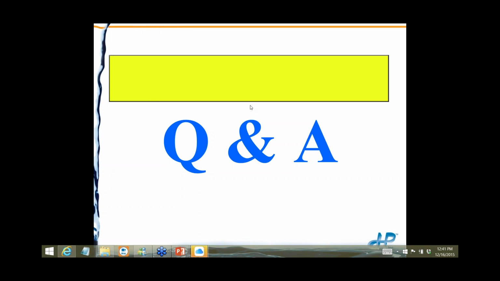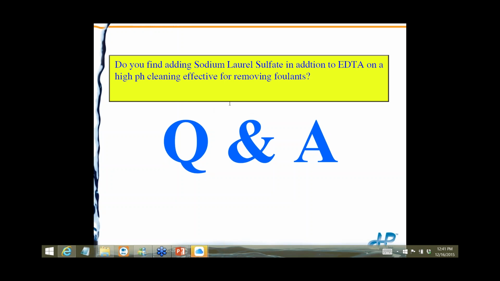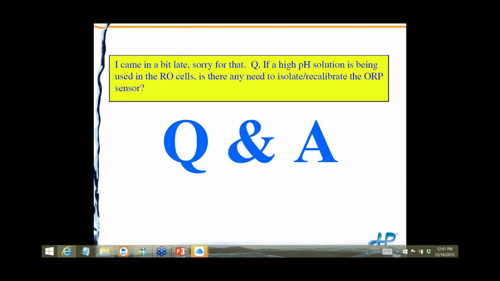Do you find adding sodium lauryl sulfate in addition to EDTA on a high pH clean effective for removing foulant? Yes, with and without EDTA. The sodium lauryl sulfate, I've seen some really nasty organic waters, and it was just about the best thing that would take it out.